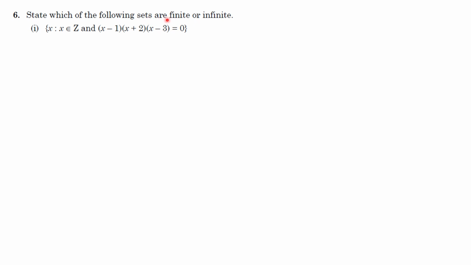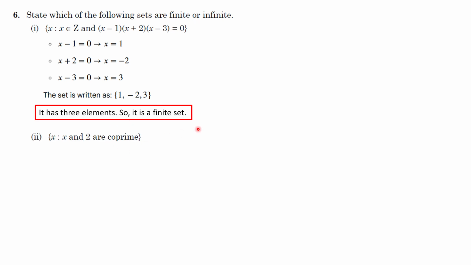Next, state which of the following sets are finite or infinite. It is given x belongs to integer and (x minus 1)(x plus 2)(x minus 3) equal to 0. So from here you will get the value of x as 1, minus 2 and 3. So you have got 3 members. So it is a finite set.